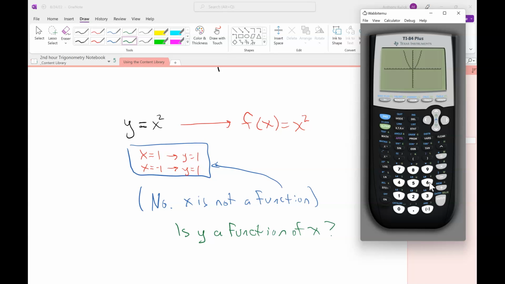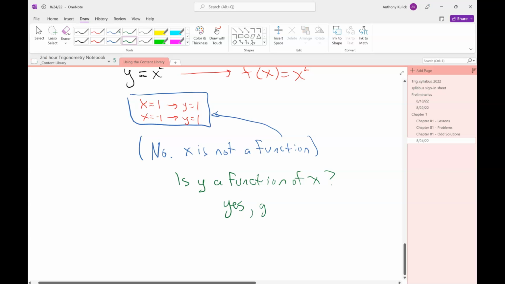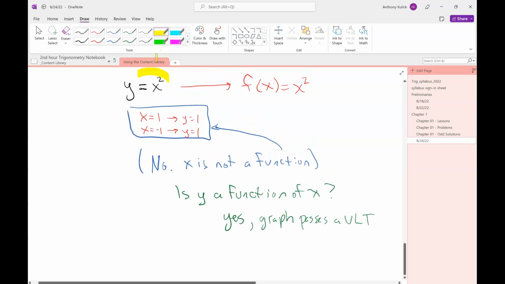So what do you guys see here? It's a parabola. Does this pass a vertical line test? Yes. So is it a function? Yes. So we can say the graph passes a vertical line test. Great. Was there another way you could have done this? You should have been able to do this just by looking at it.